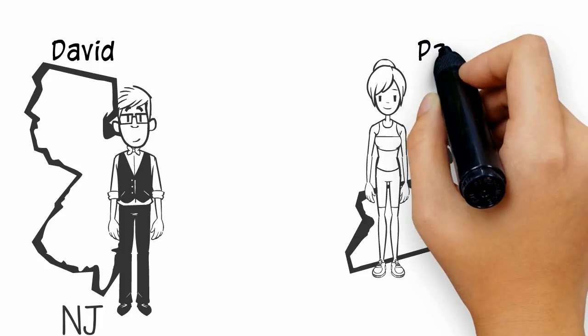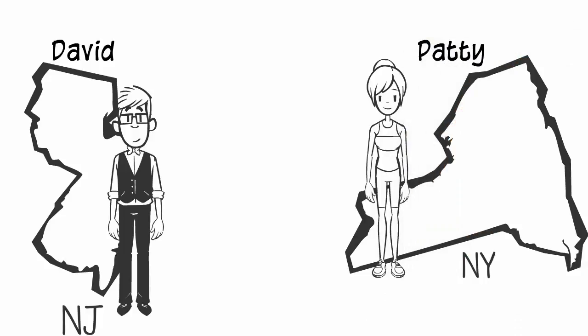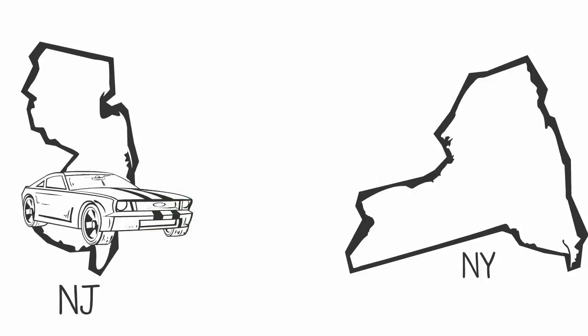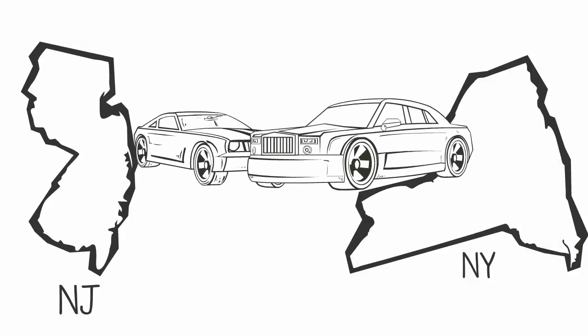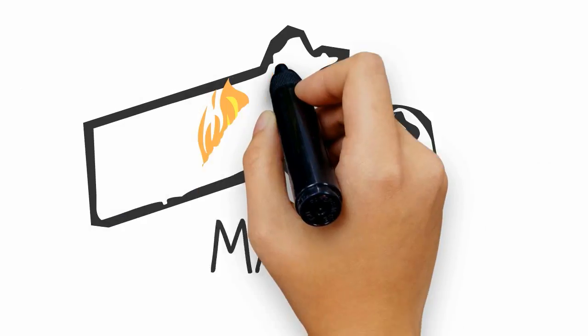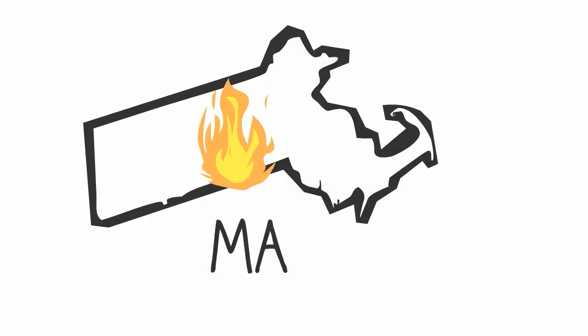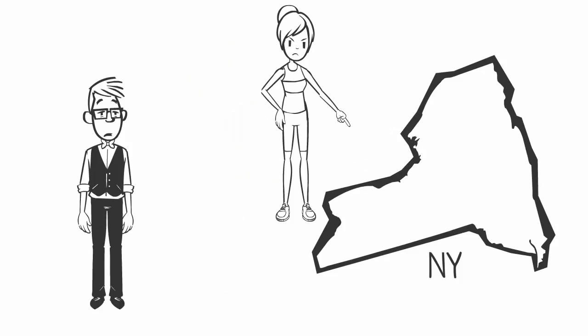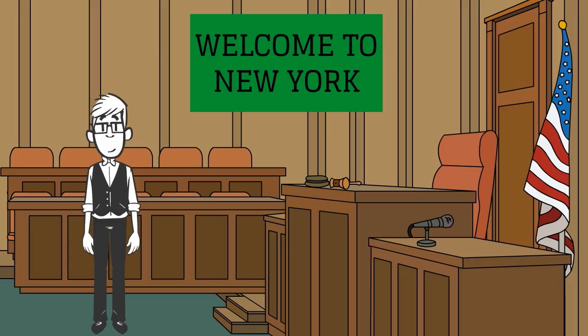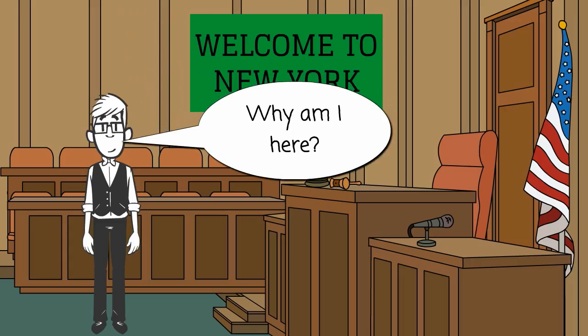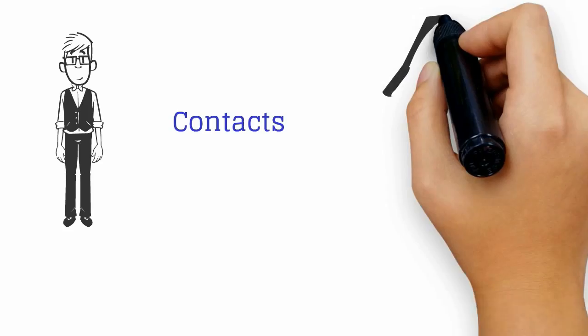So let's say we have David, who's a resident of New Jersey, and Patty, who's a resident of New York. And one day, both David and Patty decide to go for a drive. Unfortunately, the cars collide in Massachusetts. Patty decides she's going to sue David, and because she's from New York, she sues him in New York. So now David, who's a resident of New Jersey, is being sued in a court in New York.